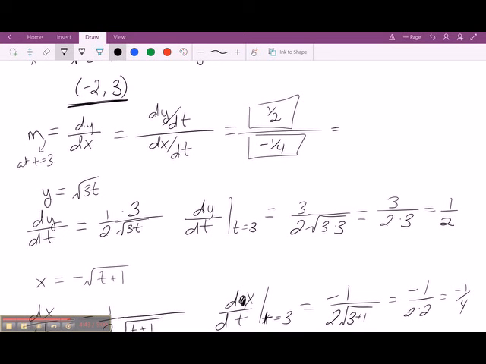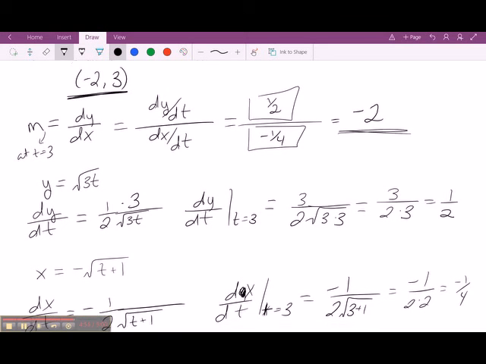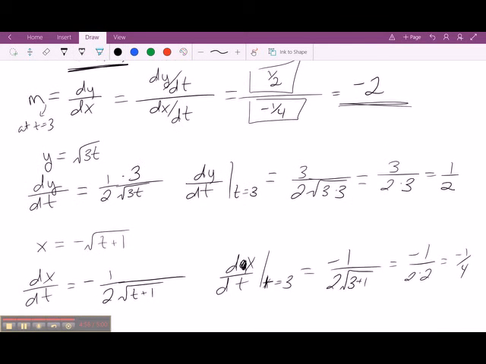So we get negative 1 half over negative 1/4, which should reduce down to negative 2. So now we have our slope, and I will finish finding the tangent in the next video.